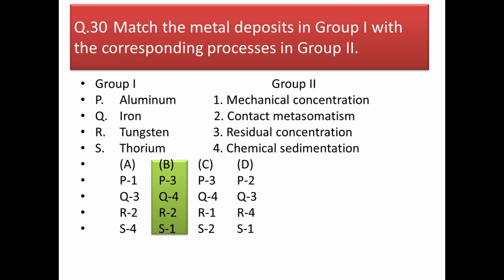Next question. Match the metal deposits in group 1 with their corresponding process in group 2. So aluminum is formed from residual concentration, iron is formed from chemical sedimentation, tungsten is formed from contact metasomatism, and thorium is formed from mechanical concentration.